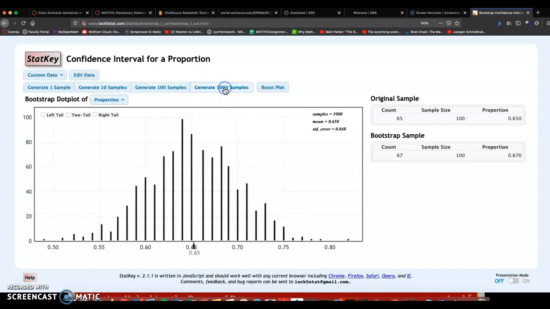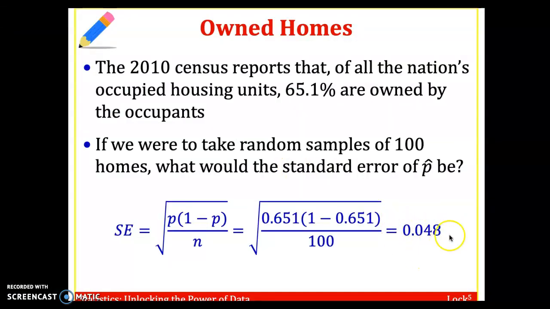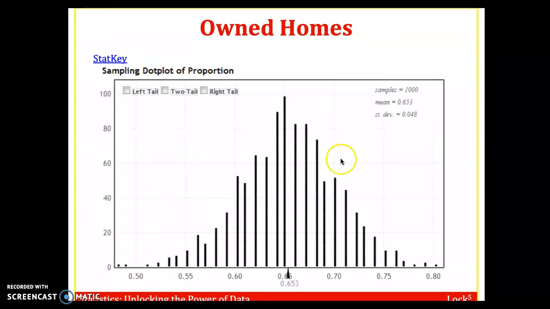And then if we generate a whole bunch of samples, notice right here, this is your standard error. I got about 0.049. This would change if I keep doing more samples. 0.048. So it's not necessarily the exact same, but the bootstrap method we covered in chapters 3 and 4 should match up very similarly with the formula method from chapter 6. All right, here's just another visual showing that 0.651 or so should be about the center, and that standard error.